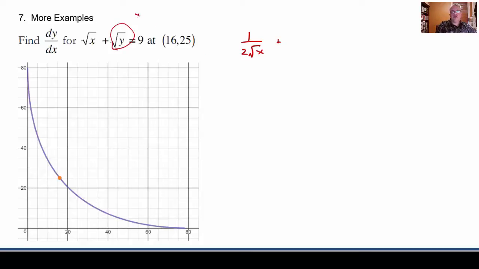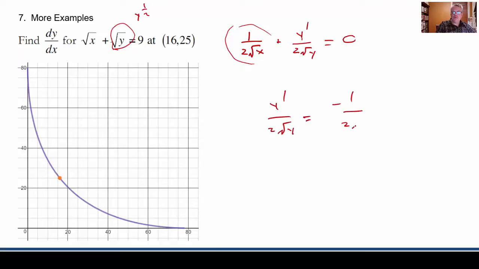Remember, we treated that as y to the 1/2 and used the general power rule. And we got y prime over 2 square root of y. That's the derivative of that. Equals 0. Okay, this term's got to go. So we get y prime over 2 square root of y equals minus 1 over 2 square root of x. I moved it to the other side.